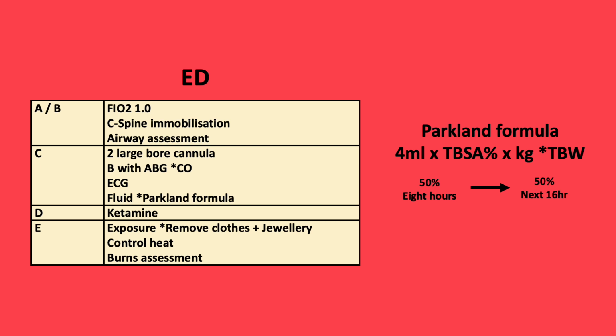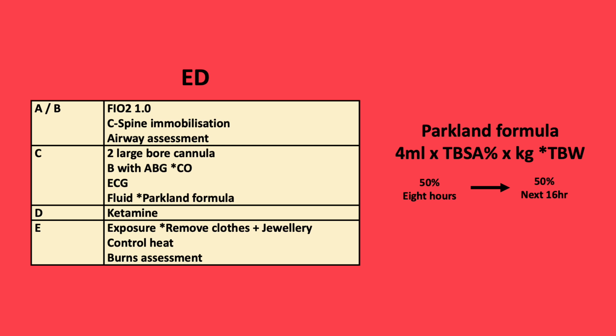Fluid resuscitation is essential using the Parkland formula. This is defined as 4 mL multiplied by the total body surface area times the patient's weight, which is the total body weight. This should be initiated if burns are greater than 15% in adults or 10% in paediatric populations.